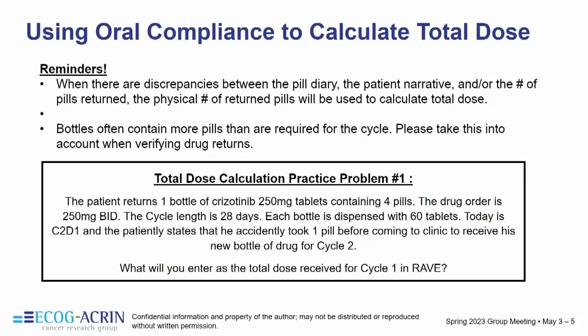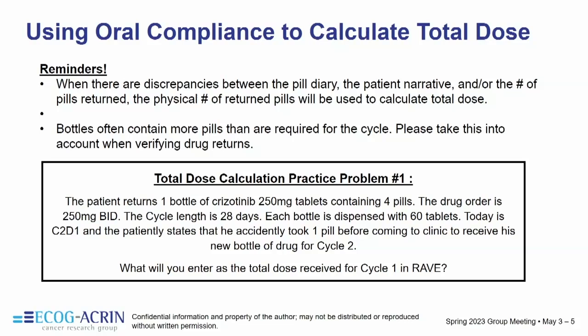I do have a total dose calculation practice problem. I don't think we're going to have time to go through it, but I can talk about it a little bit. So let's just say the patient comes in, he returns 1 bottle of crizotinib. It's 25 milligram tablets. The bottle returned has 4 pills. The drug order is to be taking 25 milligrams BID. Your cycle length is 28 days, and each bottle is dispensed with 60 tablets.